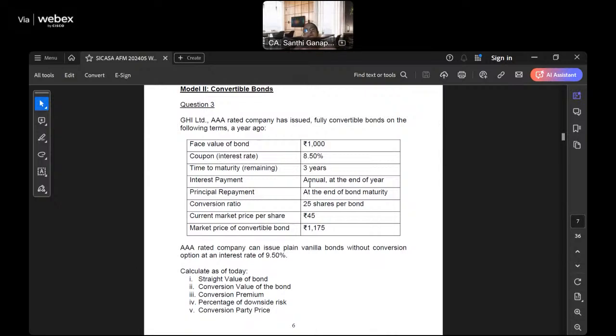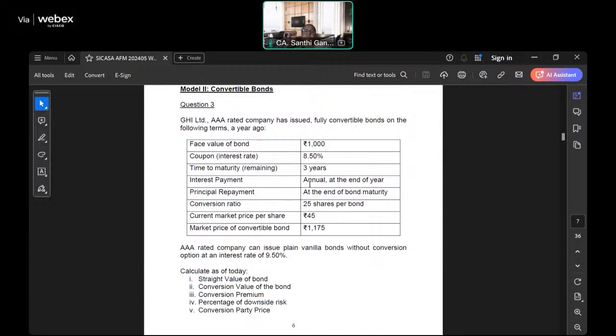Now, but whatever is asked in the question, same thing I will take. I will not change it. But only when we are discussing, I'm telling you, straight value of a bond is not the proper way to put it. Value of a straight bond would have been much better. Straight bond or regular bond means the bond without the conversion option.